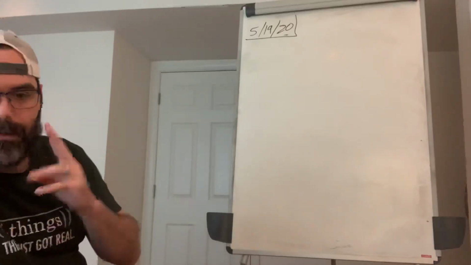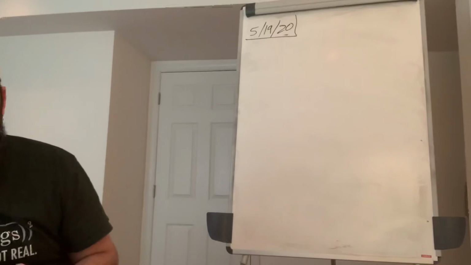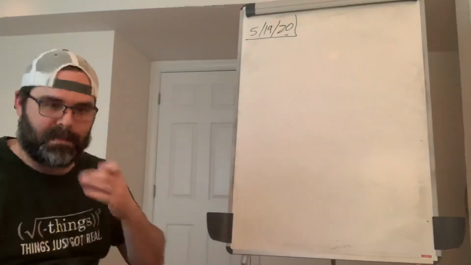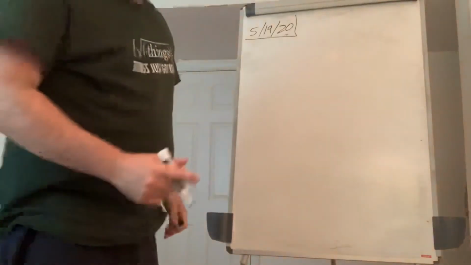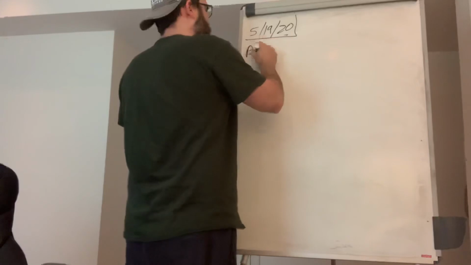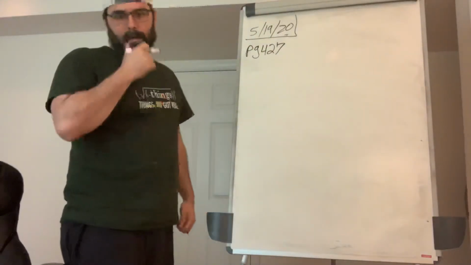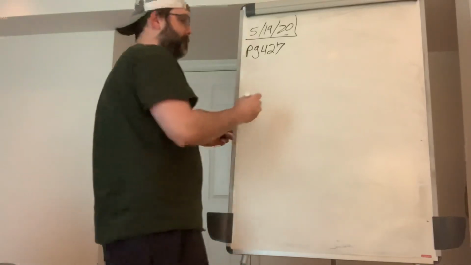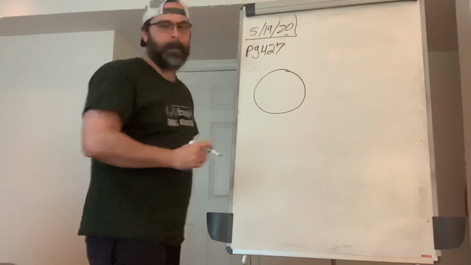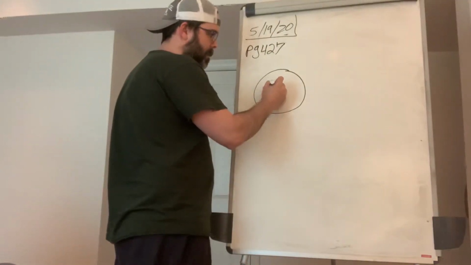So there's two theorems. It's three theorems, but two of them are the same thing, just one's the converse. So let's start with what we're talking about today, which is tangents. Page 427, we're talking about tangents to a circle. Okay, so here's a circle, we'll call this circle C.